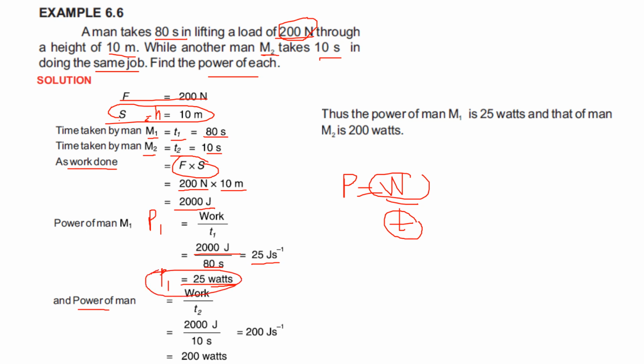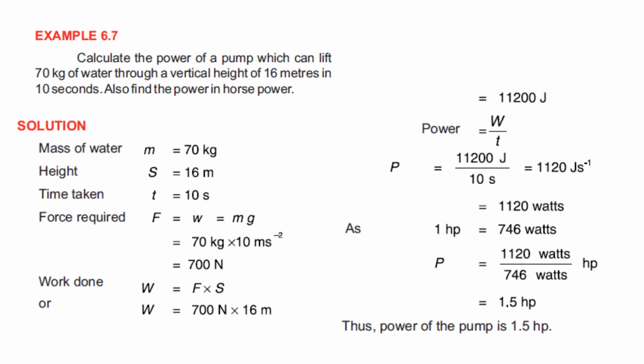Second is the power of the other man, P2, which is equal to W by T2, that is 2000 joule by 10 second. If you calculate it, the 0 cancels out with this 0, and you will get 200 joule per second, which is equal to 200 watts. This is the power for the other man. So the power for M1 is 25 watts, and that of man M2 is 200 watts. So this is example 6.7.